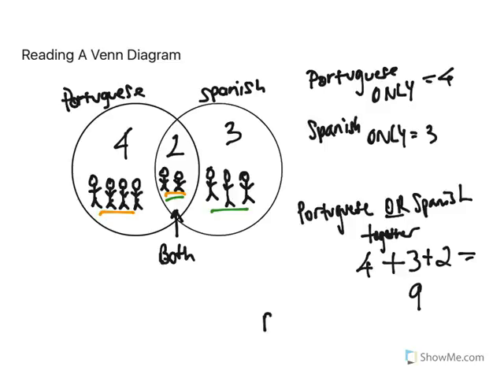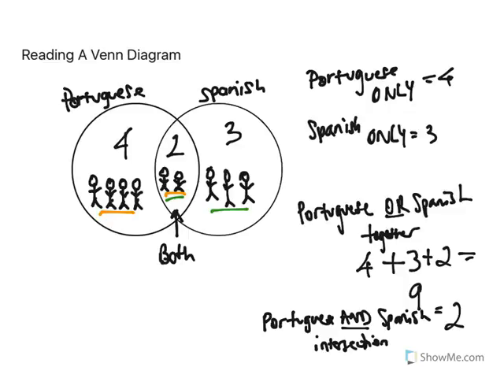What about the people that speak Portuguese and Spanish? And is referring to the part that is in the intersection. And the answer to this will only be the 2 people that are right here. The 2 people that speak Portuguese and Spanish. So the answer to that will be 2. So if we see or, we add together.